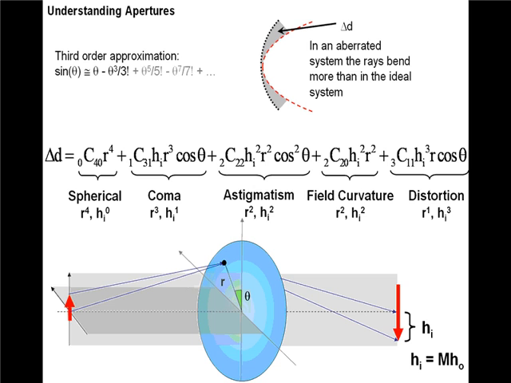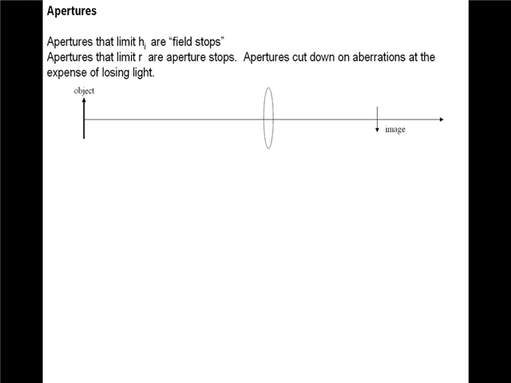Astigmatism and field curvature have some cosine theta terms in there, but essentially they go as r squared and h sub I squared, so both the size of the lens and the size of the image play an equal role. In distortion, the final aberration depends only on the size of the lens to the 1st power, but the image size cubed. And if you go and look at apertures now, apertures can limit 2 things in a system.